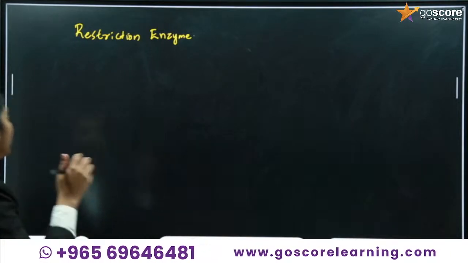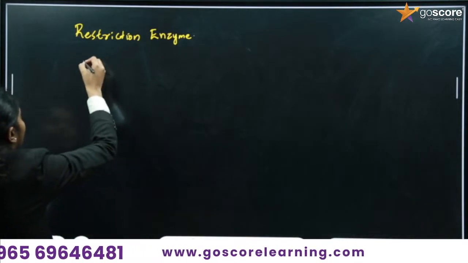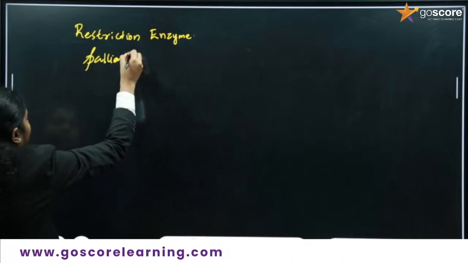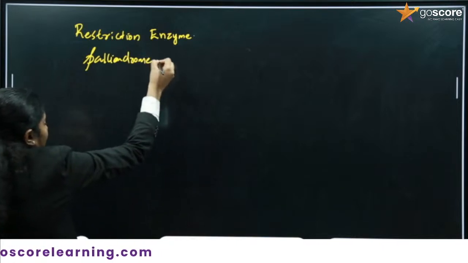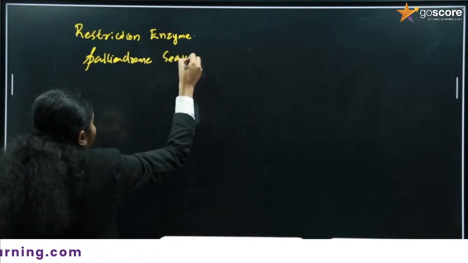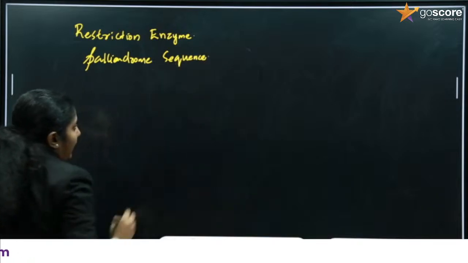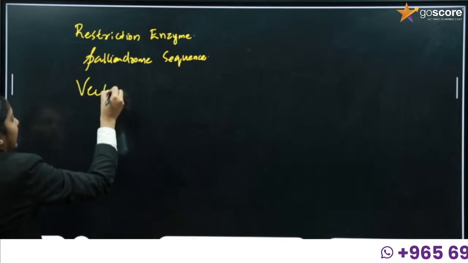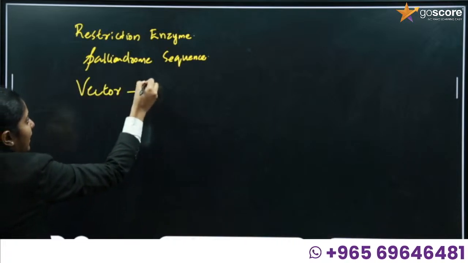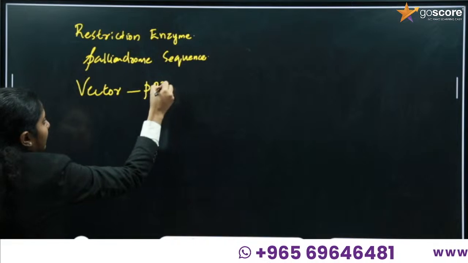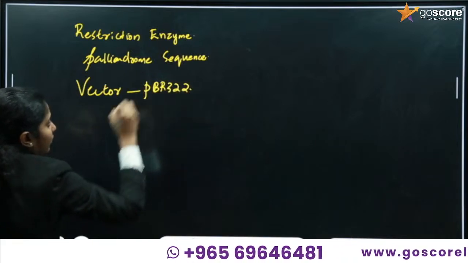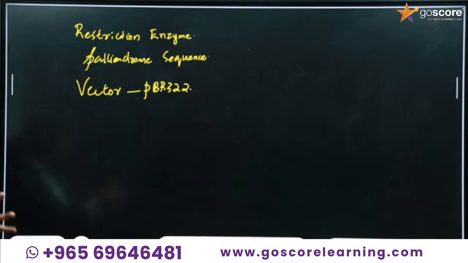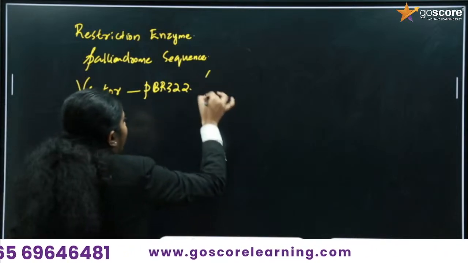Okay, then within this restriction enzyme, you have to study about the palindrome sequence. How to define this? You have to study this palindrome sequence. Next, you have to study about vector with example as pBR322. What is a vector? pBR322, the image, the diagram. You have to study the diagram.